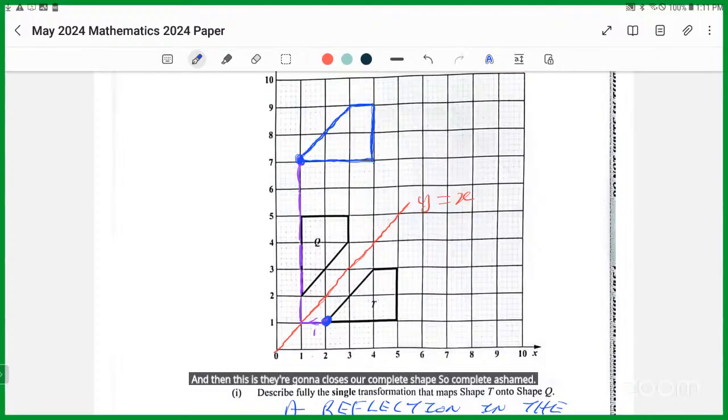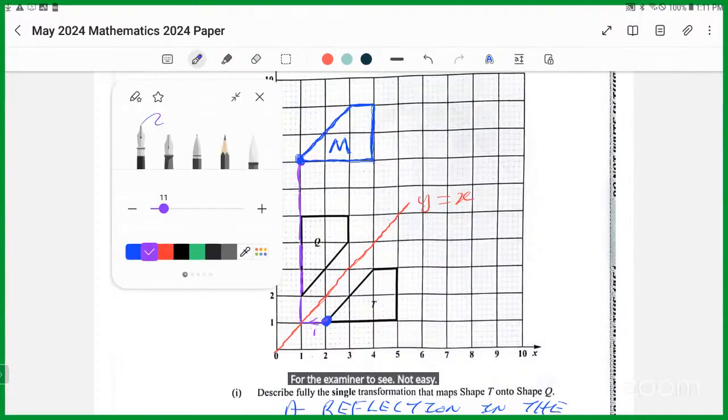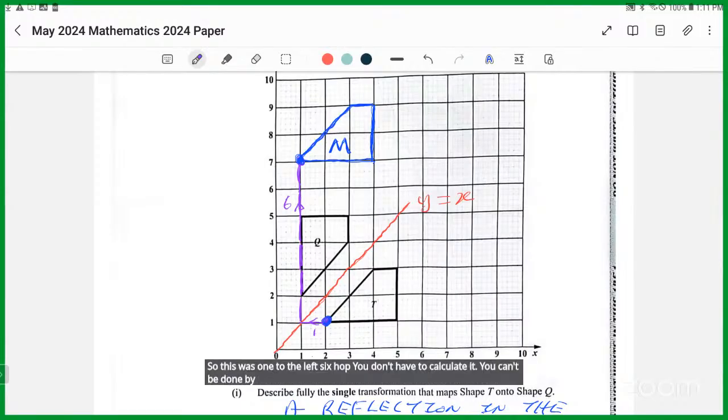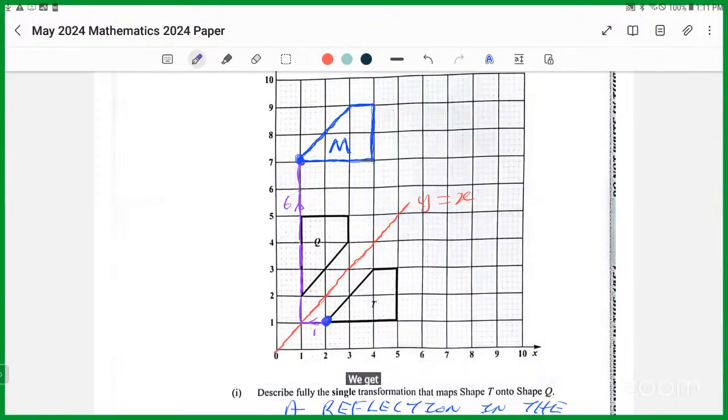That's our image. Let's label it M. So let's put an M on it for the examiner to see. That is it. So this was 1 to the left, 6 up. If you want to give it to your graph, you can just count it off. You don't have to calculate it. It can be done by calculation as well. On a graph, just count it off. Easy.